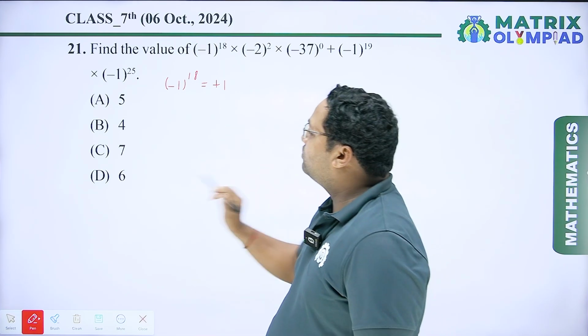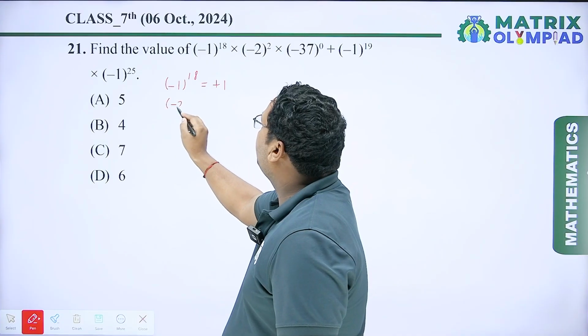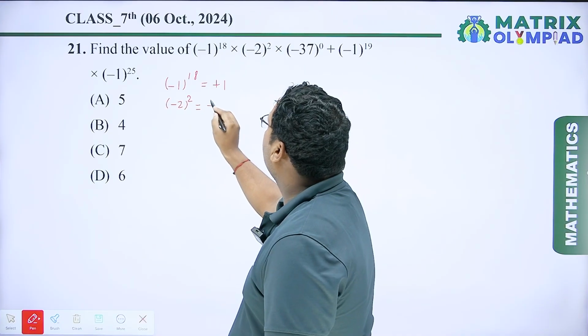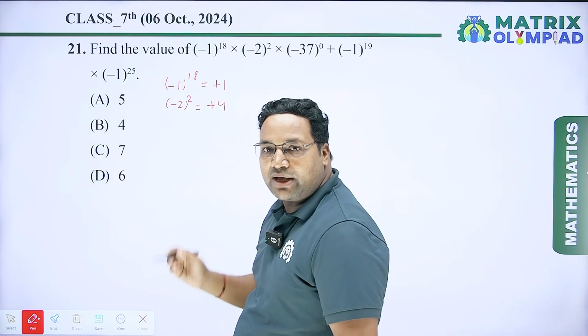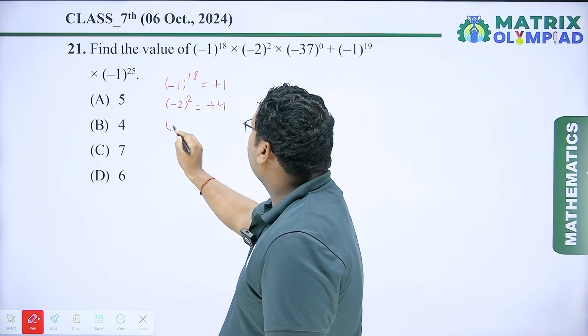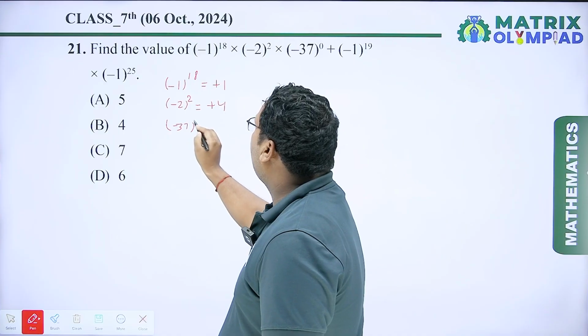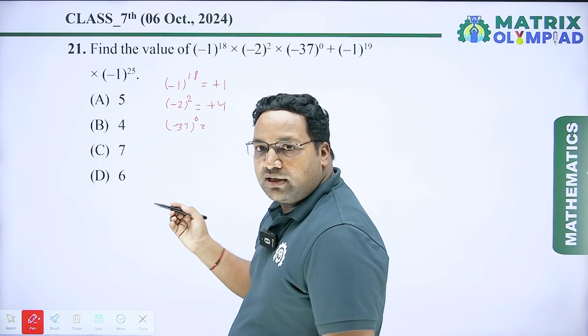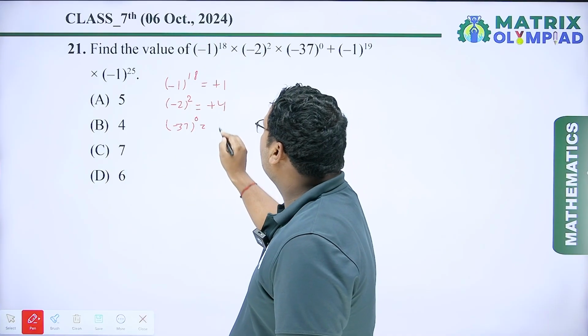So its value is plus 1. Again, the next value is minus 2 to the power 2, and minus 2 to the power 2 is plus 4. 2 square is 4 and minus 2 square is plus 4. Next is minus 37 to the power 0. Its value is 1, because any value to the power 0 is 1.